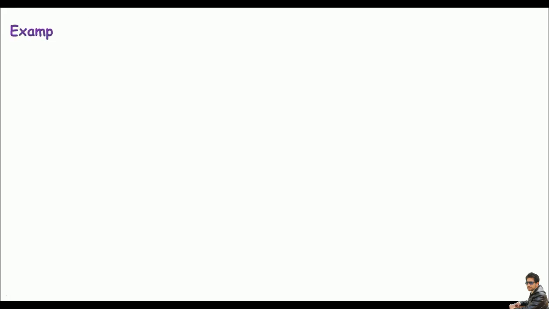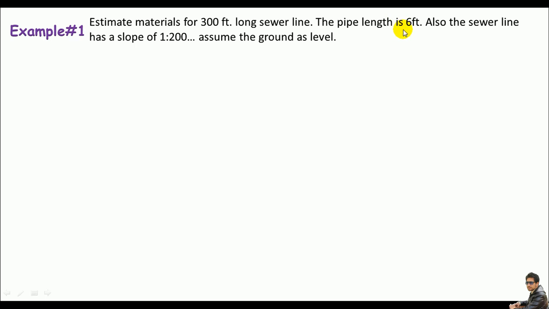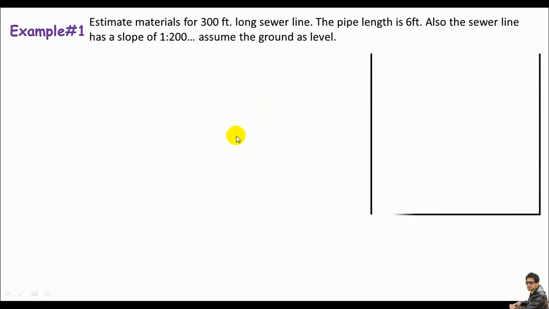Say if you are asked to estimate material for a 300 feet long sewer line, the pipe length is just 6 feet. Remember, the 6 feet length represents the length of one pipe. Also, the sewer line has a slope of 1:200 and assume the ground is level. Let me draw the same section a little bit over here.